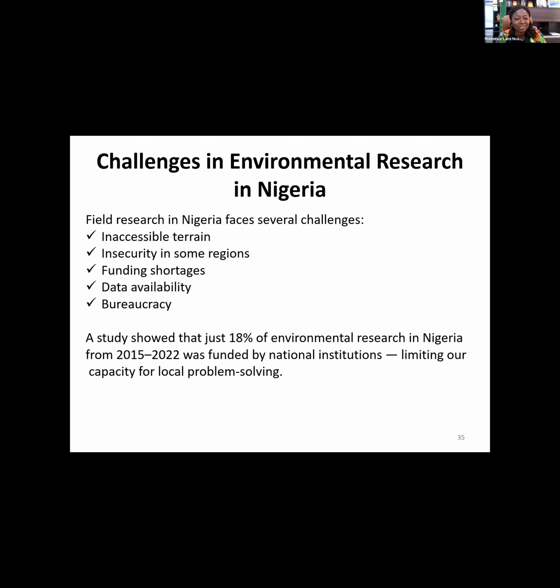So insecurity in some regions, funding shortages. I think funding is the highest problem with environmental research, and not only environmental research, any kind of research, as a matter of fact. That's why there are scholarships out there. There is funding out there. So data availability and bureaucracy, a lot of bureaucratic bottlenecks. Let's say you go to a hospital, you want to collect data. You just want to maybe collect the waste from their refuse dump. You have to see the CEO, the MD, Chief Medical Director. Anyway, whatever has to be done must be done.